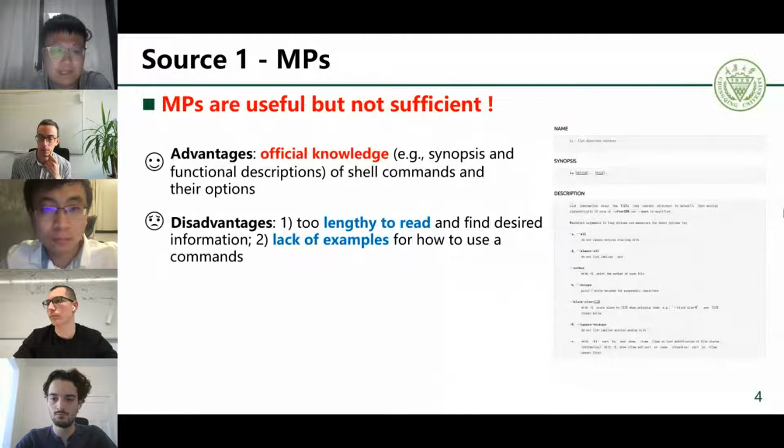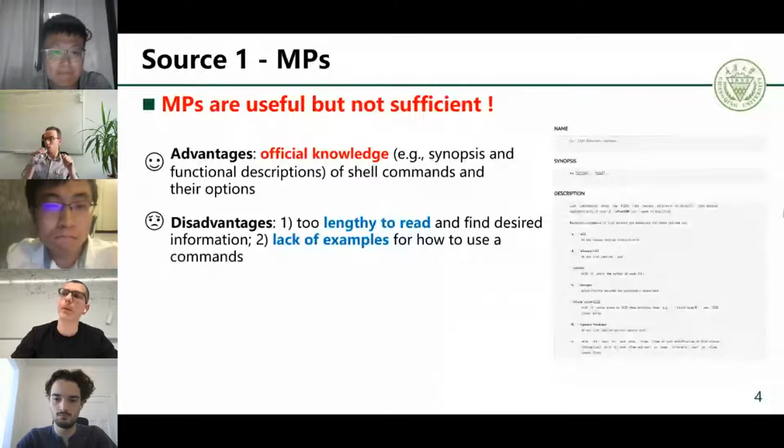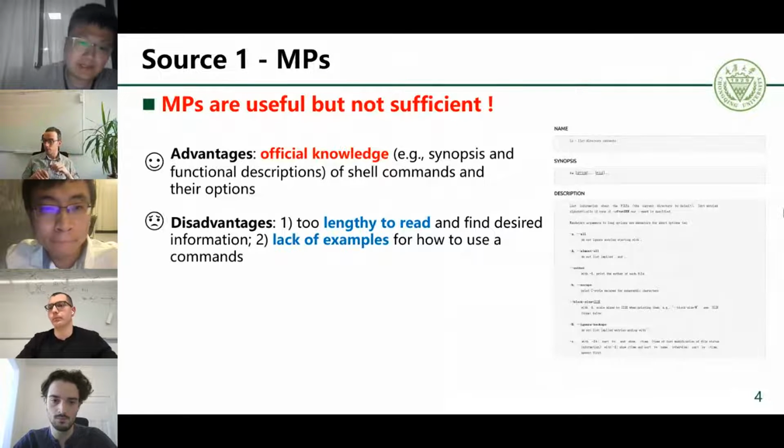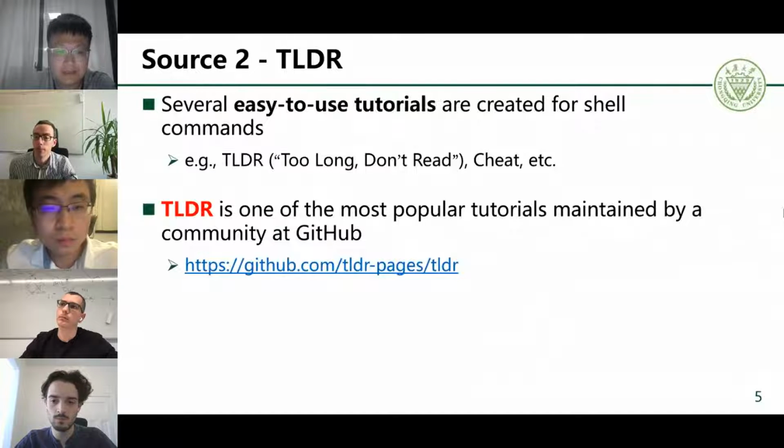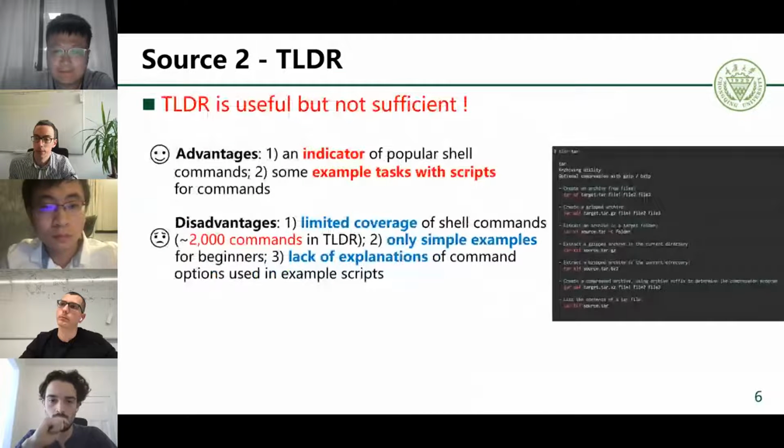And we usually have 3 sources. The first is the manual page document on the official website. But the man page is very lengthy to read and lacks examples of how to use the command. The second source is the TLDR document on GitHub, and it is very easy to use. It presents some very useful examples with descriptions, but it only covers a limited number of shell commands. And the examples are very simple, just for beginners. There is a lack of explanation for commands and options.